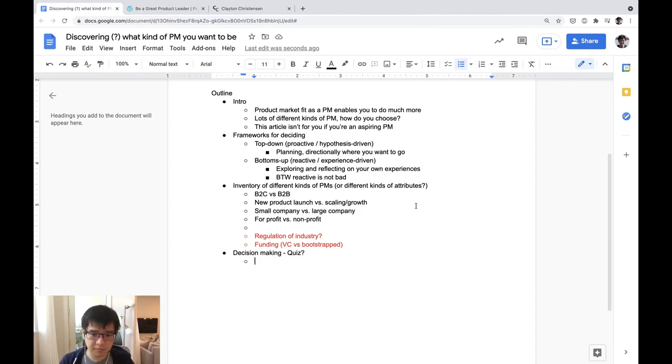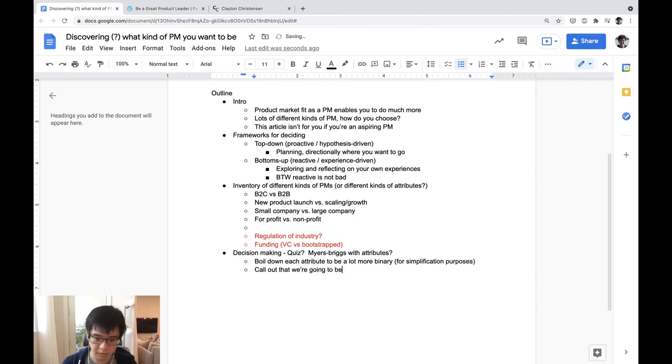Actually, do I want this to be a Myers-Briggs-like test? I'm not sure yet, but we'll work through this. I think I also want to boil down each attribute to be a lot more binary for simplification purposes. Call out that we are going to be doing generalization.